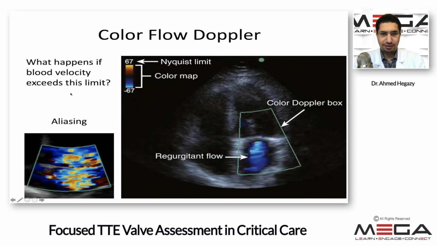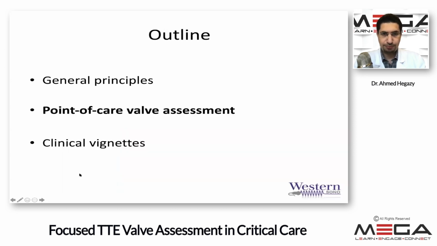By the same example here, if the flow is fast, what will happen is this mosaic pattern. It will not be able to determine where this flow is going, and it will basically be flipping back and forth between the two colors, between the yellow and the blue. This happens when the velocity, the jet speed, is much higher than your Nyquist limit. It also happens when you have turbulence. So when there's a stenosis and there's turbulence, you'll also see this aliasing or mosaic pattern on color Doppler.